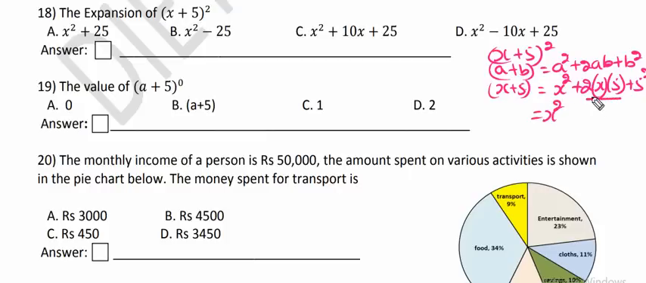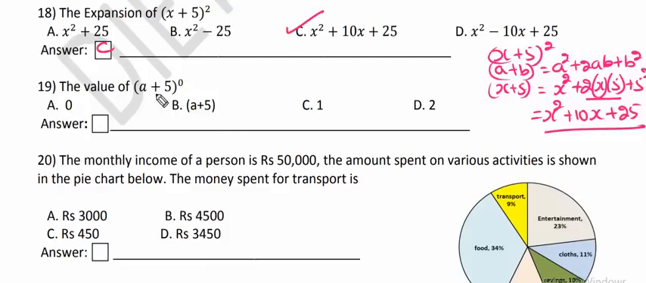So that gives you the first one as x square. Multiply 2 into 5, that is 10x. That gives you plus 10x plus 5 square, which means 25. x square plus 10x plus 25 is the correct answer. Therefore option C is the correct answer.